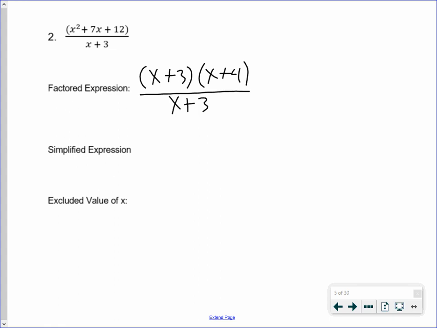Now to figure out our simplified expression, we're going to see if we can cancel anything out from our factored expression, and if we can simplify it anymore from there.